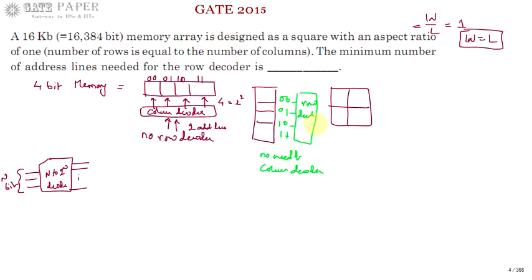So these are inputs and these are outputs of the decoder. So this is n and it is 2 power n. Again 2 power n is 4, which you can write as 2 power 2. So n will be equal to 2. So the number of inputs required for the row decoder is 2. So 2 address lines are going to be required for the row decoder.